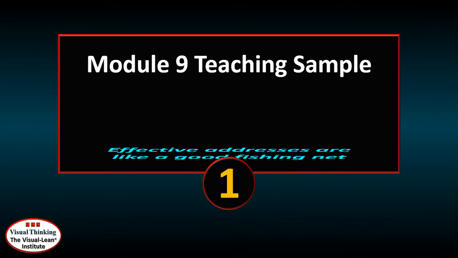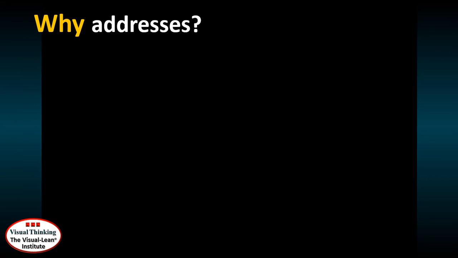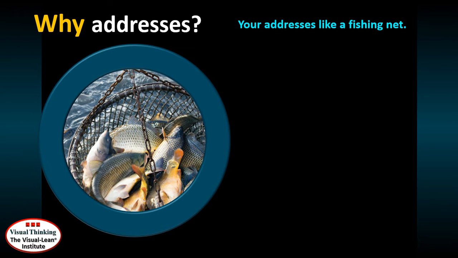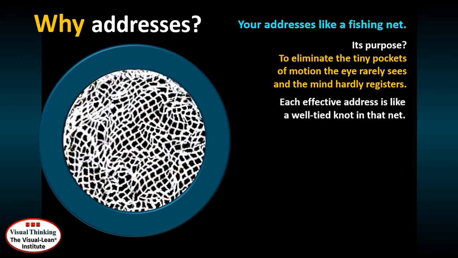The first of the 2 Module 9 teaching samples shares the logic and usefulness of effective addresses, like a good fishing net. Why addresses? Why do we have addresses? Well, think about addresses in your work area the way you think about a fishing net. Its purpose? To eliminate the tiny pockets of struggle, of motion that the eye rarely sees and the mind hardly registers. Each effective address is like a well-tied knot in that net. Each weak or inadequate address is like a rip in that net.